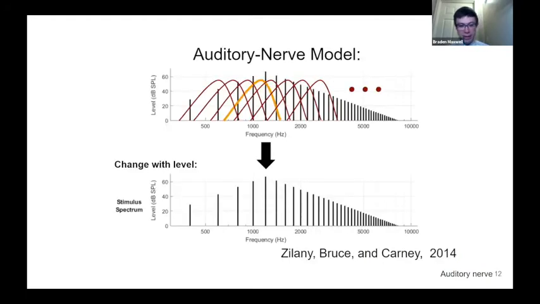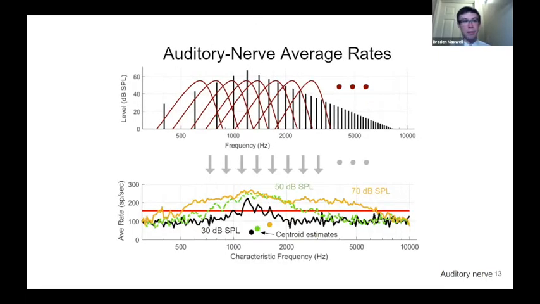So here's a quick schematic description of what this looks like in our model. At every moment, the model evaluates the incoming sound, and at lower levels, the filters are very narrow. And then as the level increases, the filters become broader. All right, so this is one type of result that we get from the auditory nerve model.